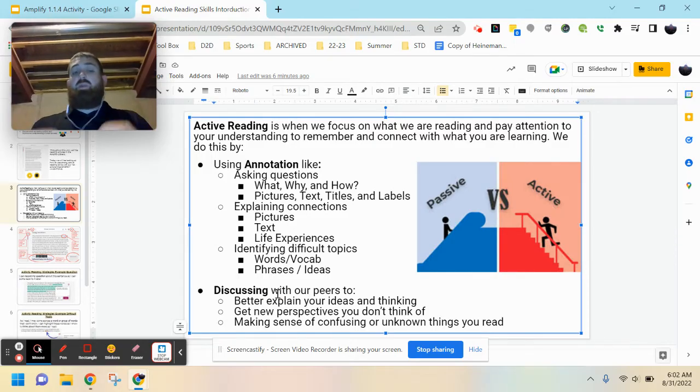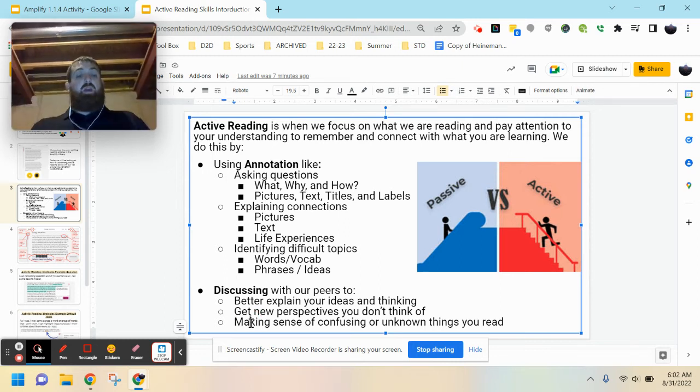Last but not least, active reading requires us to discuss what we're reading with our peers. We do this to better understand and explain our ideas and our thinking. So we're no longer having that conversation with just the text. It's now us, the text, and our peers. We get new perspective that maybe you don't think of. So maybe somebody read this part of the article and they thought this, and you didn't realize it. That's a great way to expand our understanding. And last but not least, we make sense of confusing or unknown things. So we ask our peers, did you understand this section? Or we ask what they thought about this and what it means.